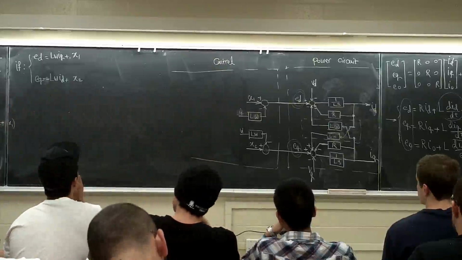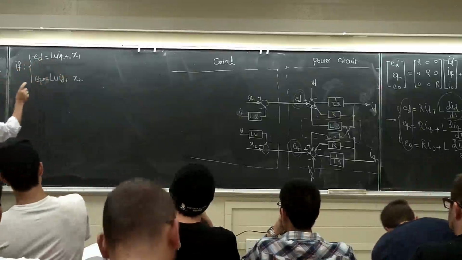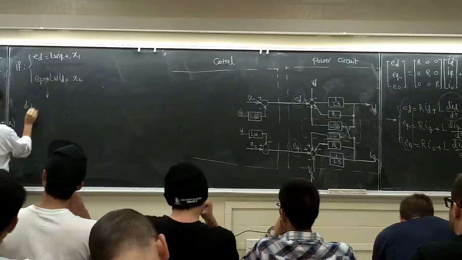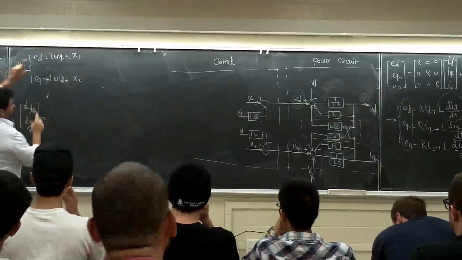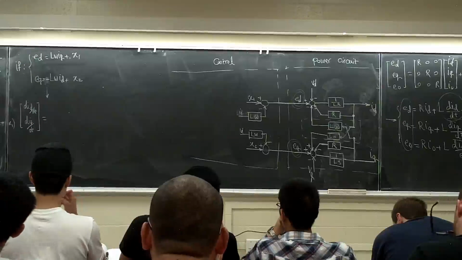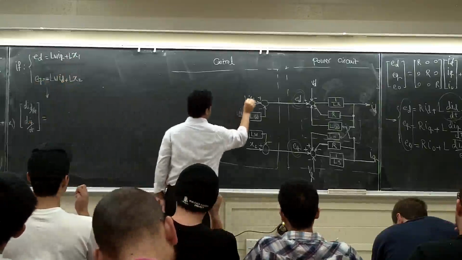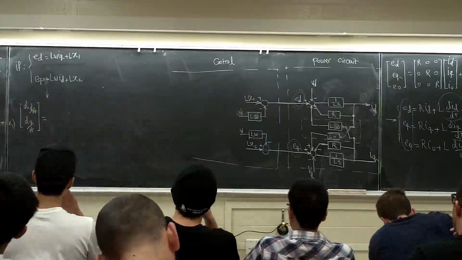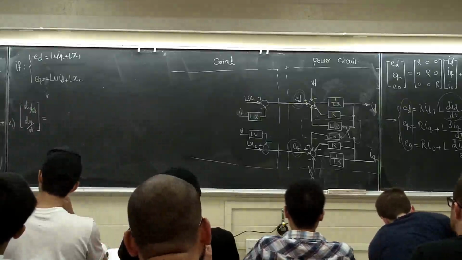Now, let me first replace this one here in this equation. If I replace this one here, it's going to give me this one. dID over dt, dIQ over dt. If I replace ED, EQ from here to here, what is going to happen? Let's put an L. So if I replace ED here with that value, what is going to happen? So this term is going to go away, right? It's going to be like this.